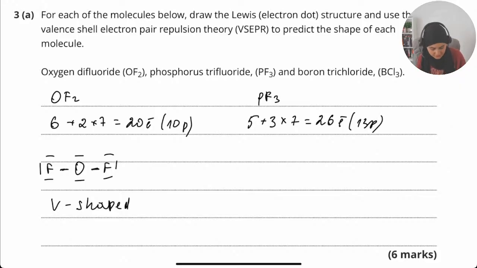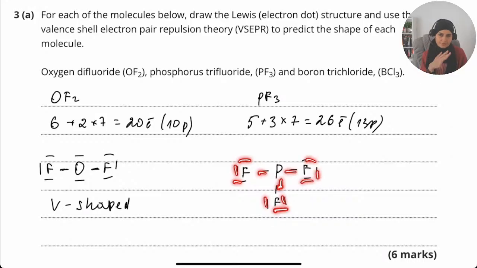Phosphorus goes in the middle. Then I connect fluorines with single bonds. Then I put octets on the side atoms, on fluorines. Each needs 3. And then I count how many out of 13 I have used up. I have used up 1, 2, 3, 4, 5, 6, 7, 8, 9, 10, 11, 12. 12 out of 13 are used up, which means that phosphorus has one lone pair, like that.